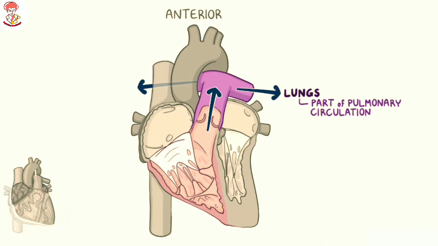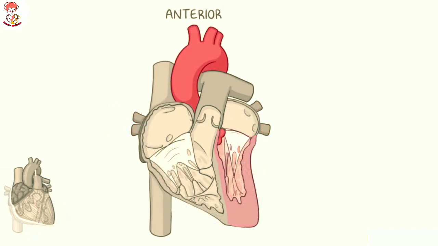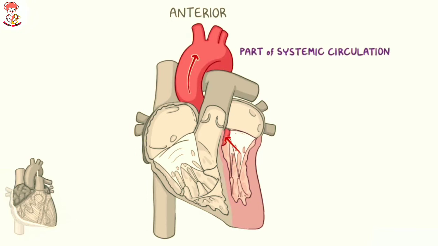On the other hand, after gas exchange takes place in the lungs, oxygenated blood returns from the lungs through the four pulmonary veins, which drain into the left atrium. Then oxygenated blood goes into the left ventricle, and from there it's pumped into the aorta so that it reaches the whole body, and this is considered part of the systemic circulation.